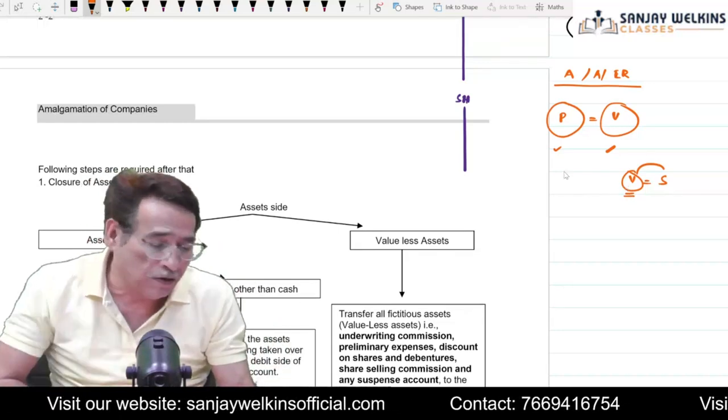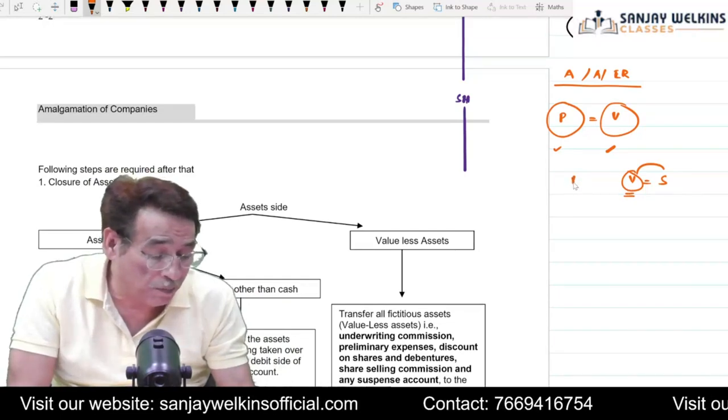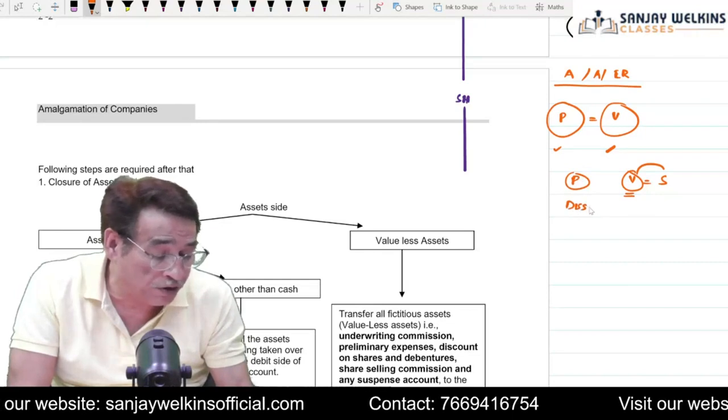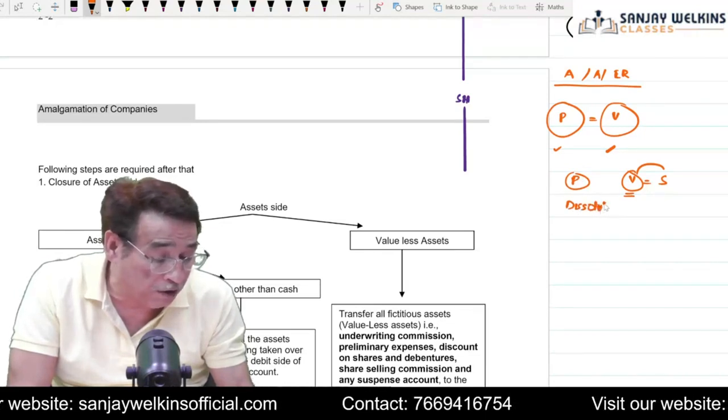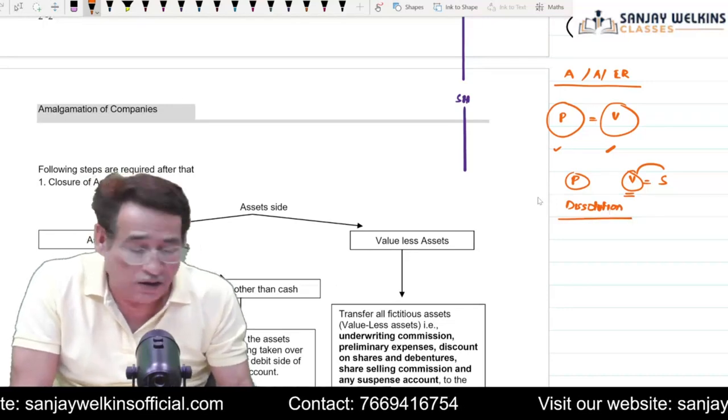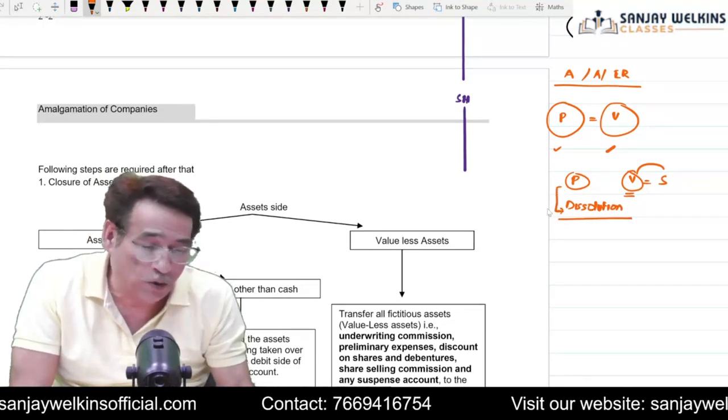In your earlier phases of education, you have gone through a chapter by the name of partnership. Under partnership, you have gone through a concept by the name of dissolution, if you remember. Is it clear to you? Dissolution means the partnership business has come to an end permanently.